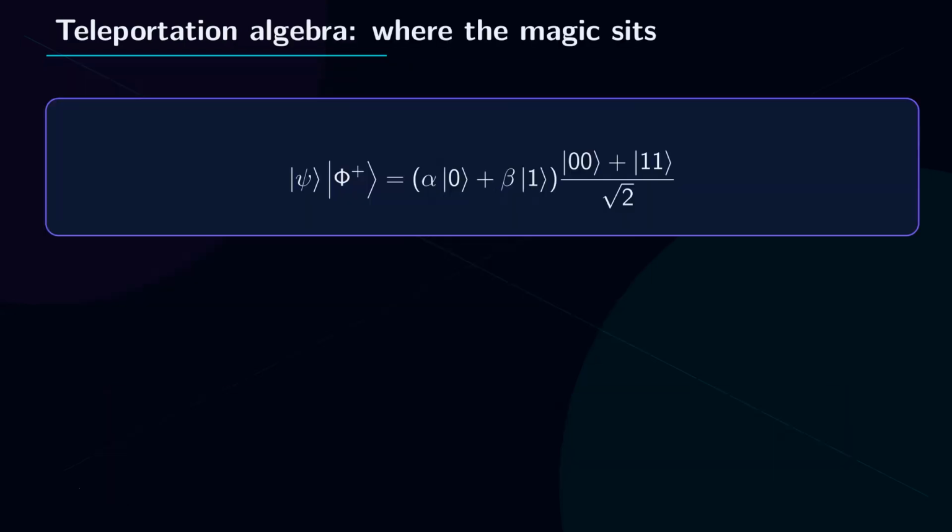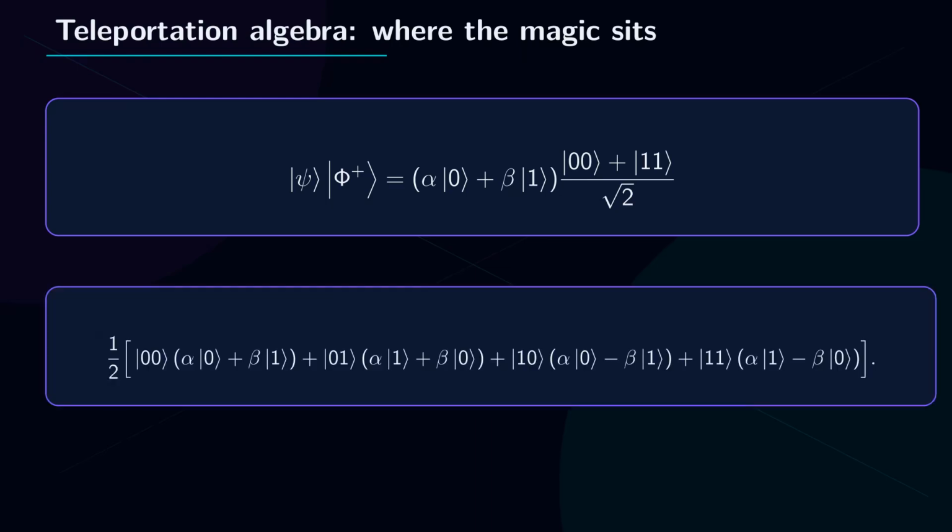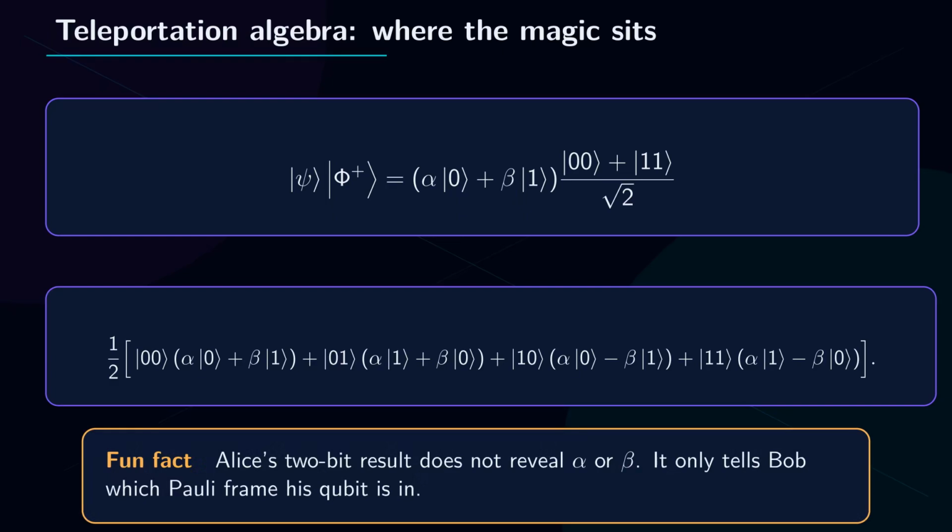The algebra shows where the magic sits. The initial state is ket psi times phi plus. After Alice's gates, the full state can be regrouped into 4 branches. If Alice measures 00, Bob already has alpha ket 0 plus beta ket 1. If Alice measures 01, Bob has the X-flipped version. If Alice measures 10, Bob has the Z-flipped version. If Alice measures 11, Bob has the X and Z modified version. Alice's qubit result does not reveal alpha or beta. It only tells Bob which Pauli frame his qubit is in.